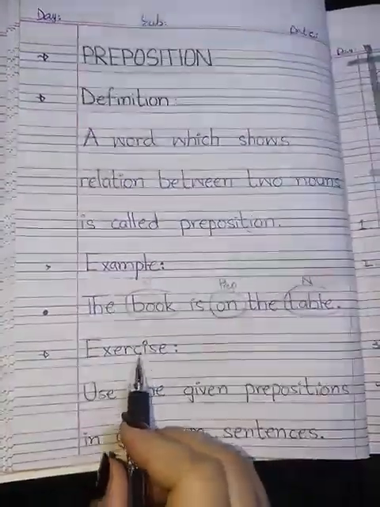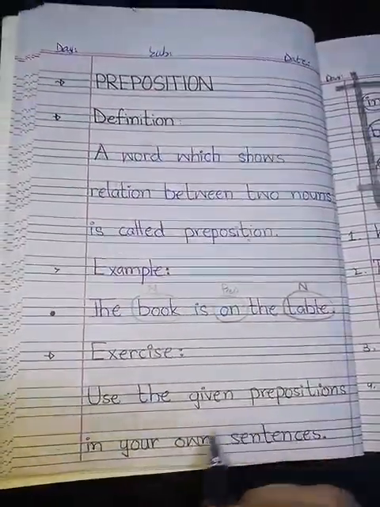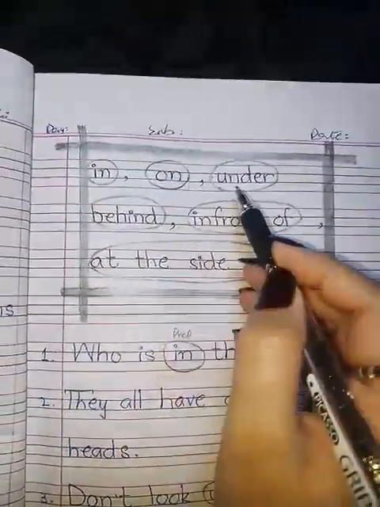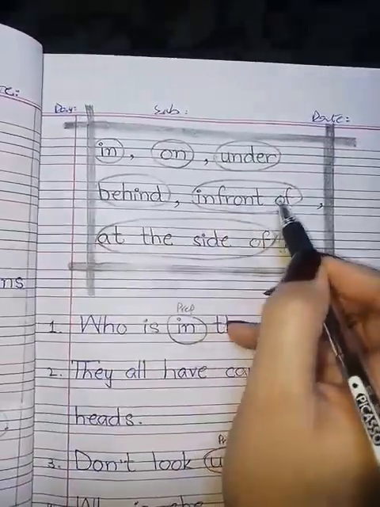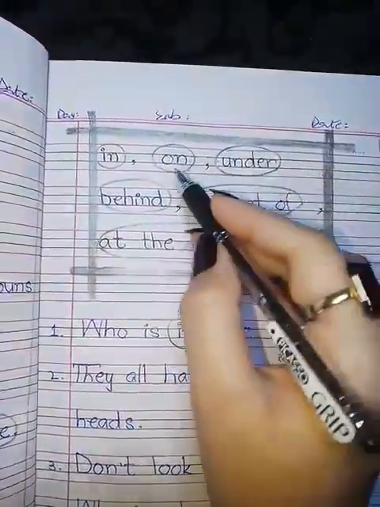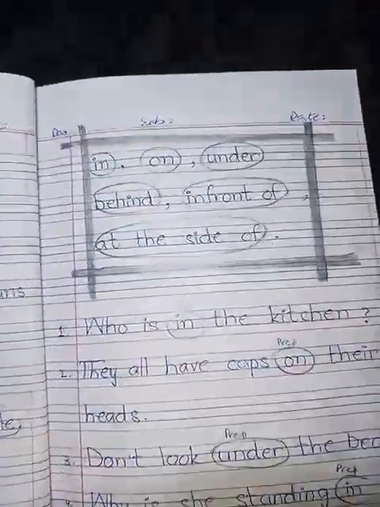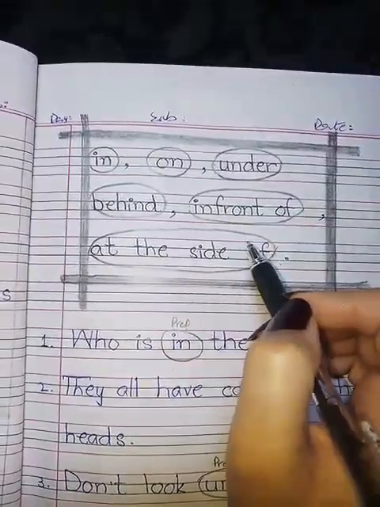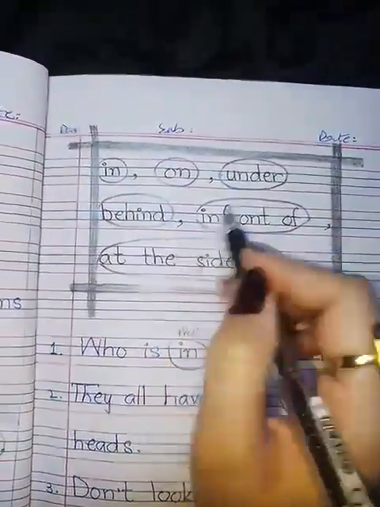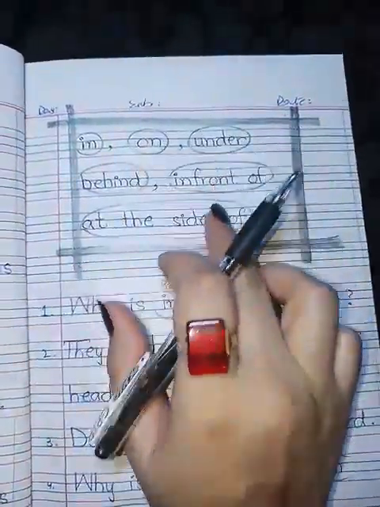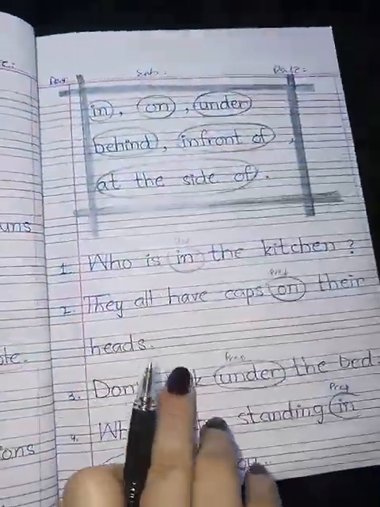Look at its exercise. Use the given prepositions in your own sentences. You have in, on, under, behind, in front of, at the side of. You have all those prepositions. You have to make a box like this and you have to circle it like this. Write it in the box and then you have to use all of the prepositions in the given sentences.